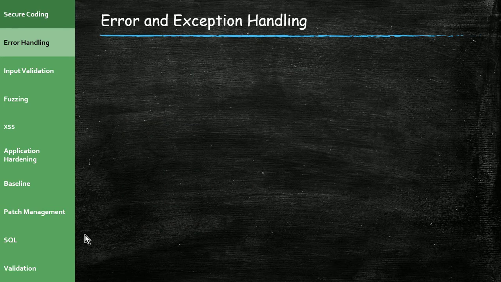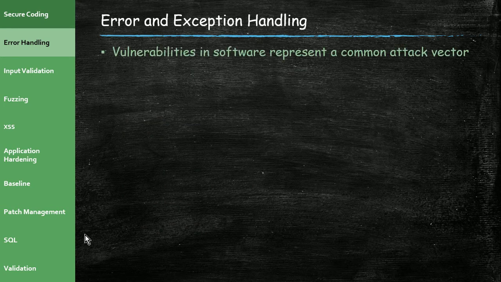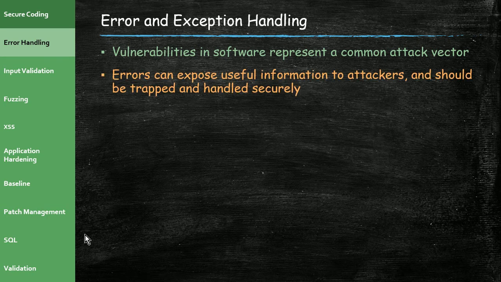So first, error and exception handling. So vulnerabilities, as I said before, represent the most common attack vector. And one of those is error handling. So errors can expose useful information to attackers. So they have to be handled, or trapped, in a certain way that attackers can't see that information. And you might be asking yourself, well, what kinds of information might errors expose? Well, if you're planning a SQL injection attack, when you type into your web browser the beginnings of your SQL injection, a lot of times what an attacker is looking for is a response that gives them some clue as to the schema of the database.